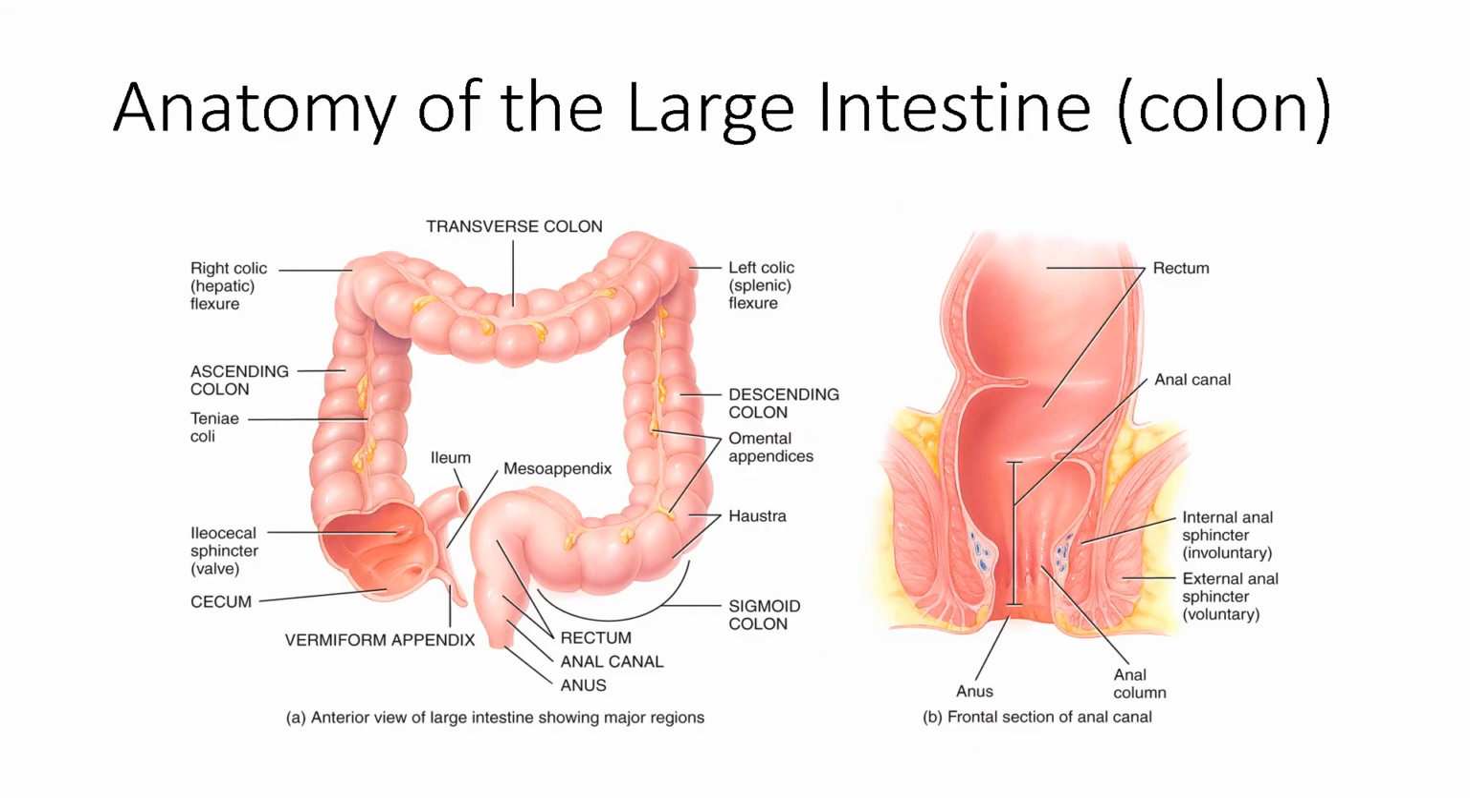Moving on to the large intestine. The large intestine is going to extend from the ileum of the small intestine all the way to the anus. It's attached to the posterior abdominal wall by the mesocolon. Now remember, the mesocolon is a double layer of peritoneum, so it attaches it to the posterior abdominal wall.